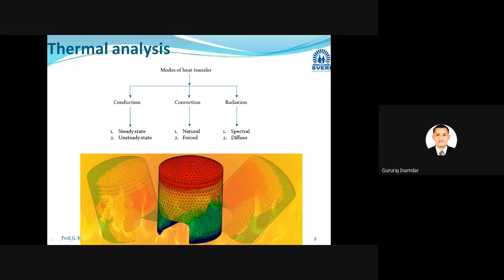Okay, so thermal analysis is, for example, the calculation of an engine's heat transfer rate, and what failure will happen. To analyze that type of analysis, for example, there is conduction, convection, radiation, steady state, unsteady, natural course, specular radiation, diffuse radiation. This is related to the HMT subject, or thermal analysis.